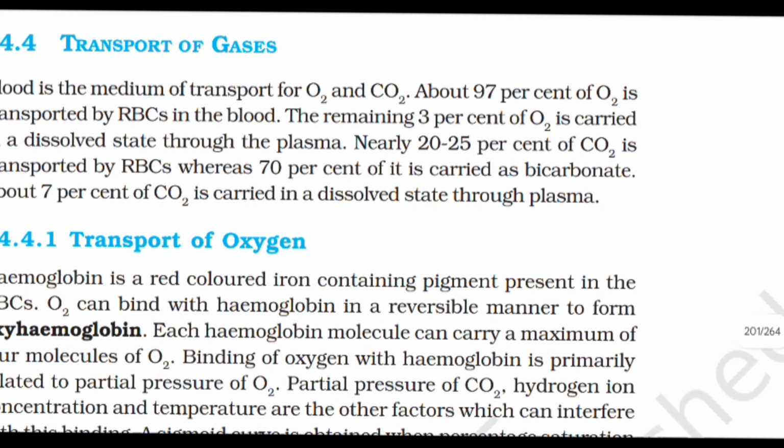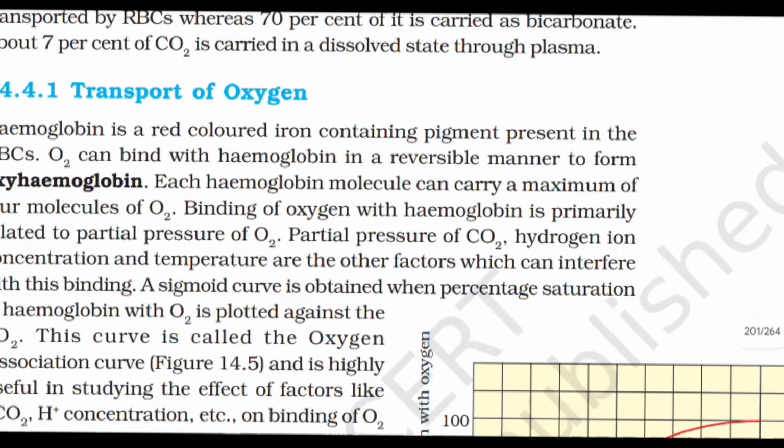Transport of oxygen. Hemoglobin is a red colored iron containing pigment present in the RBCs. O2 can bind with the hemoglobin in a reversible manner to form oxyhemoglobin. Each hemoglobin molecule can carry a maximum of 4 molecules of O2. Binding of oxygen with hemoglobin is primarily related to partial pressure of O2. Partial pressure of CO2, hydrogen ion concentration, and temperature are the other factors which can interfere with this binding.